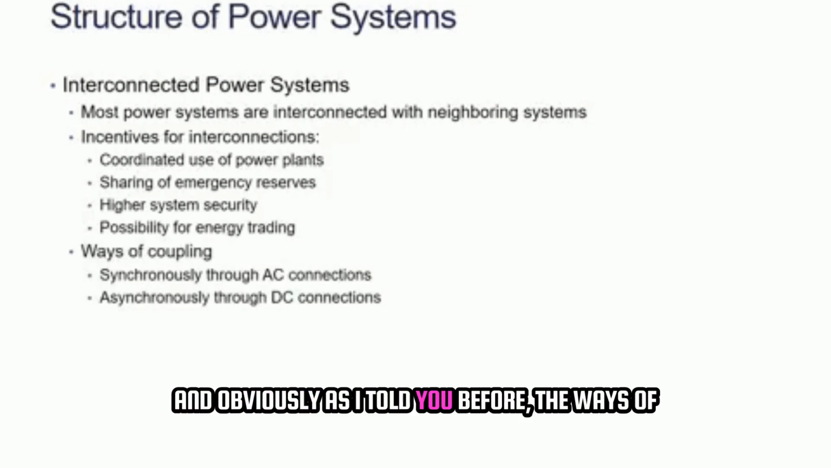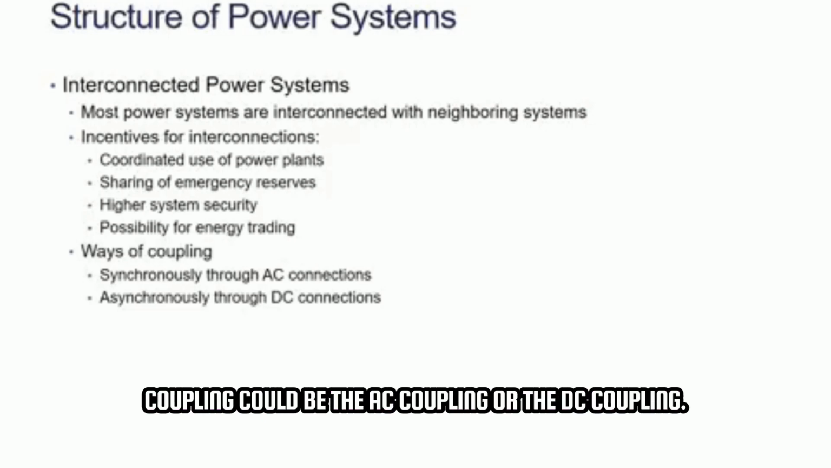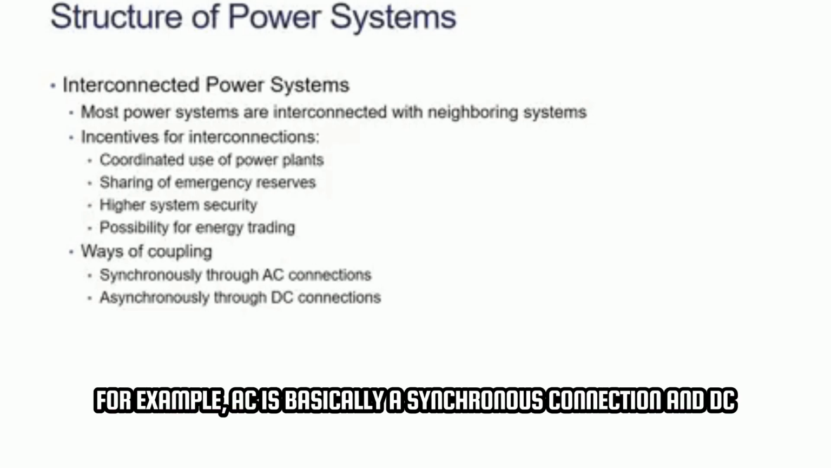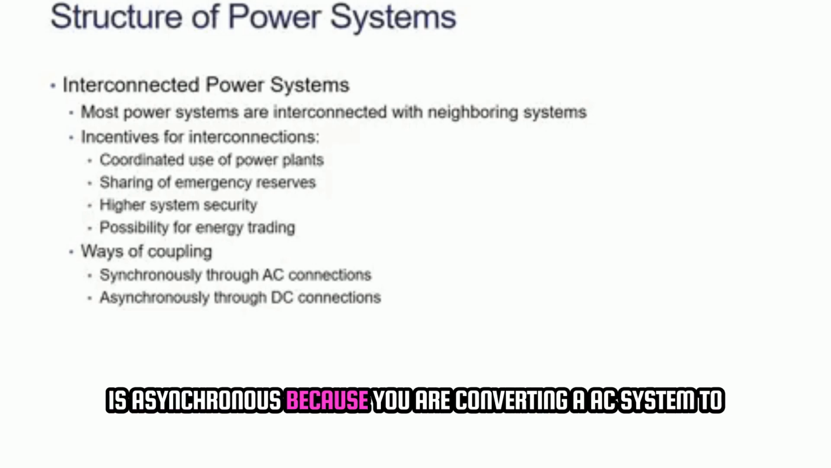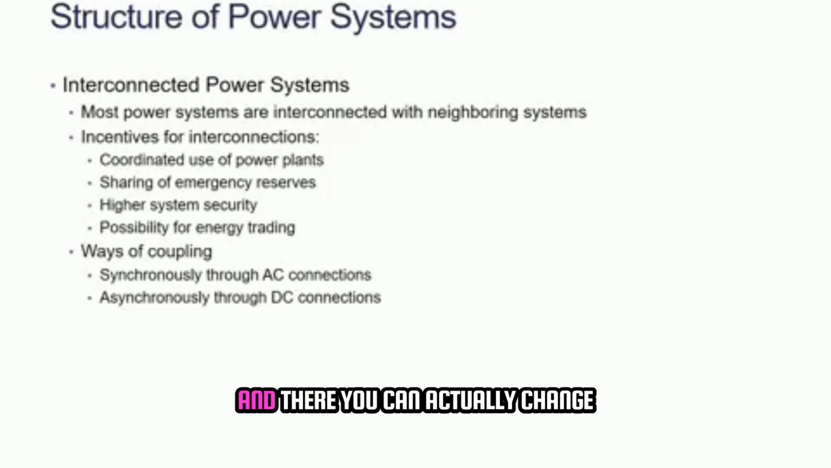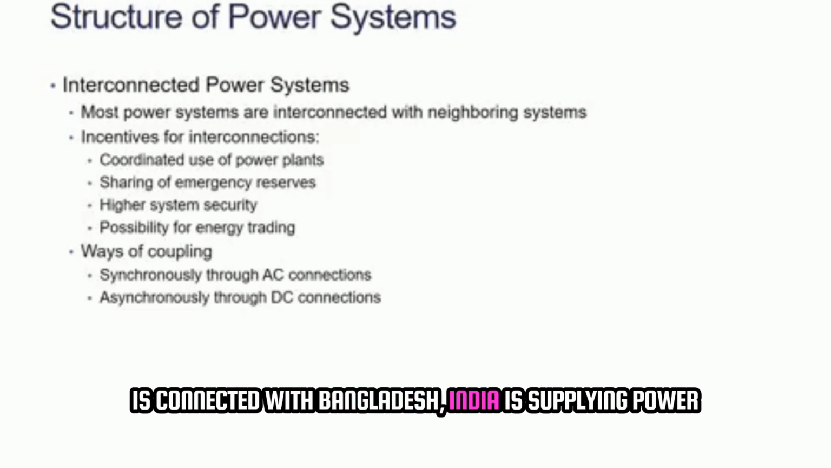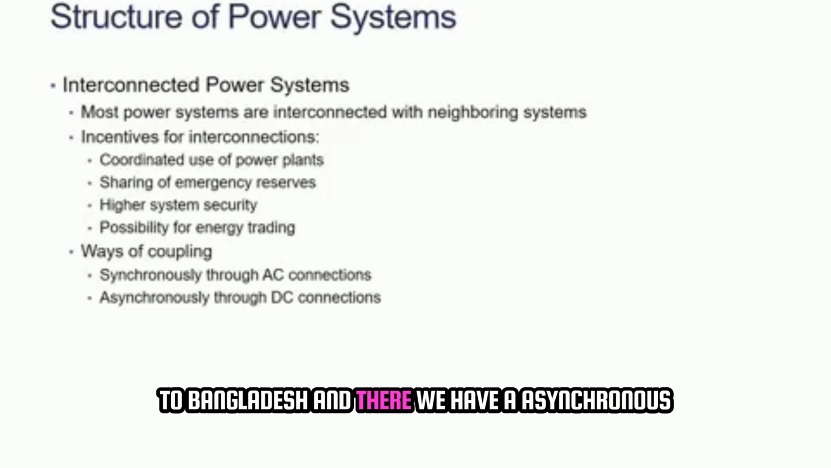And as I told you before, the ways of coupling could be AC coupling or DC coupling. AC is basically a synchronous connection, and DC is asynchronous, because you are converting an AC system to a DC system and then DC to AC, and there you can change or play with the frequencies. For example, India is supplying power to Bangladesh, and there we have an asynchronous DC connection between India and Bangladesh, and then Bangladesh is taking power from us.